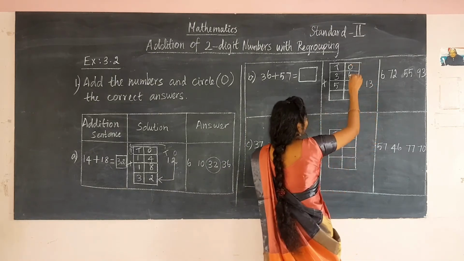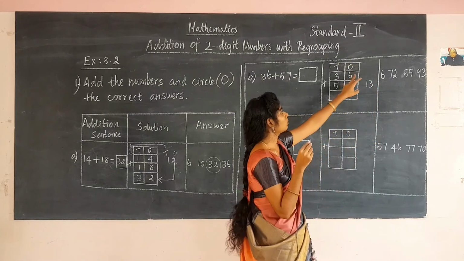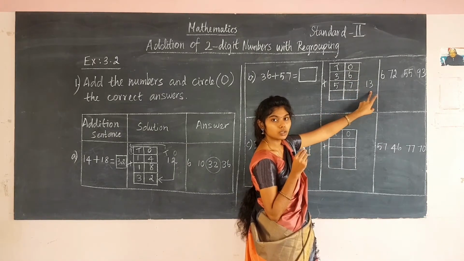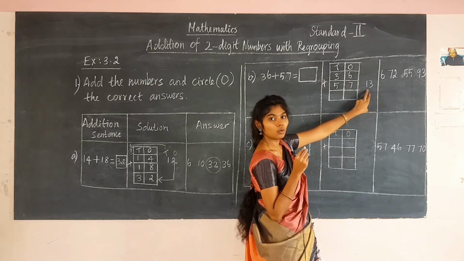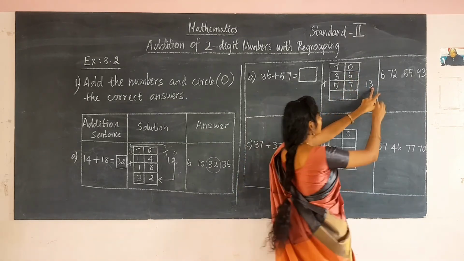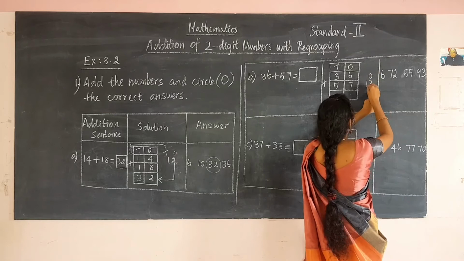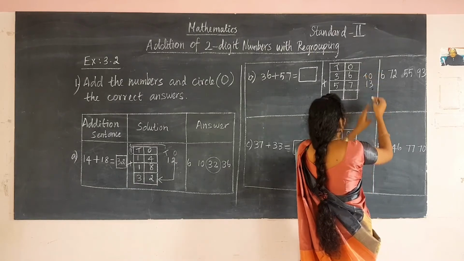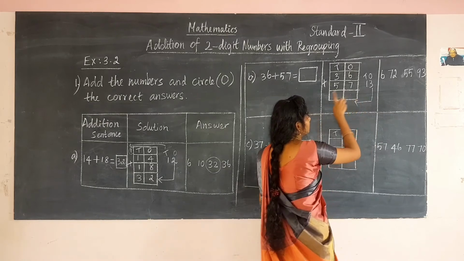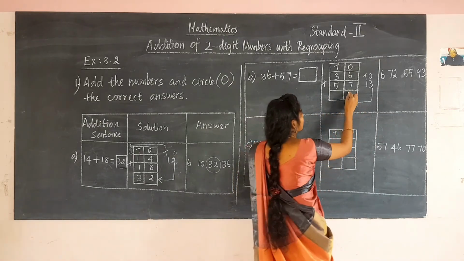Where did you find this number? Adding the numbers in the ones place, you have got the number 13. It's a 2-digit number, so write it outside. Since you found it in the ones place, you have to start from ones. 3 in the ones place and 1 in the tens place. Now take 3 to the ones place. Write 3 in the ones place.